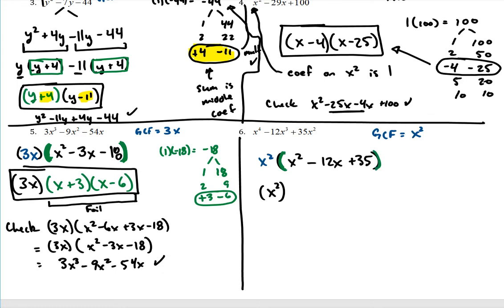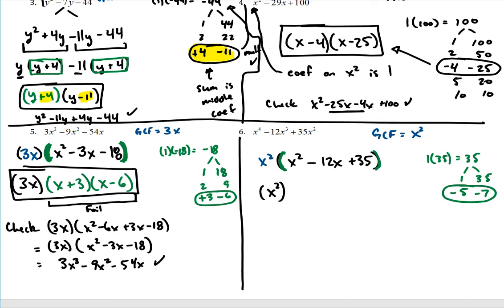I have a 1 times a positive 35, which is 35. And then the factors of 35 are 1 and 35. 2 doesn't go into it, 3 doesn't, 4 doesn't, 5 does. And then 7. And then that's it. 1 and 35 and 5 times 7. And then, well, one of these has to work. Well, it's got to be 5 and 7.